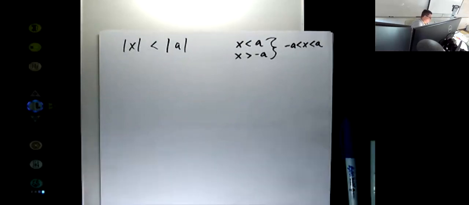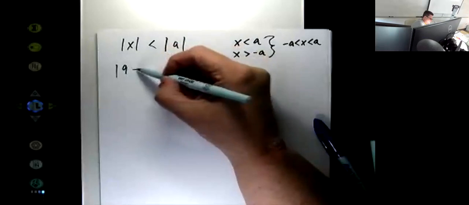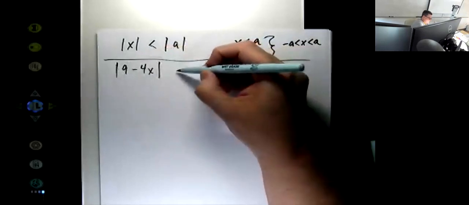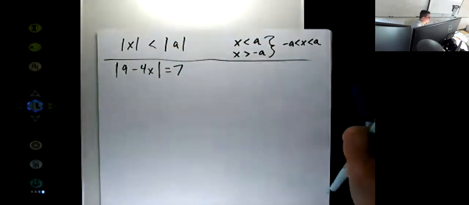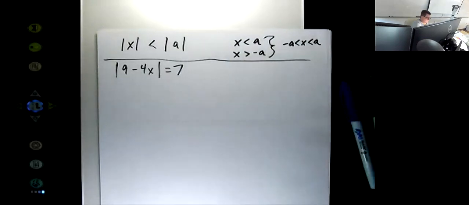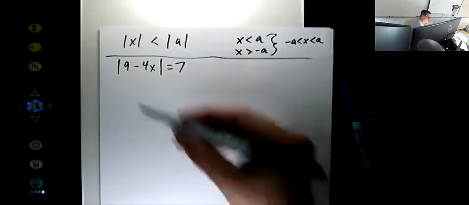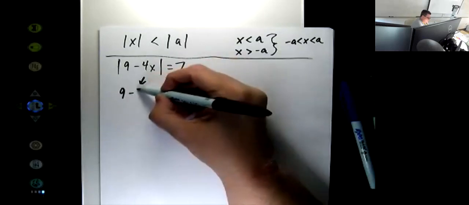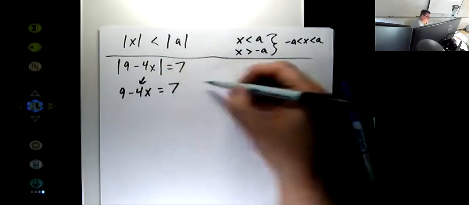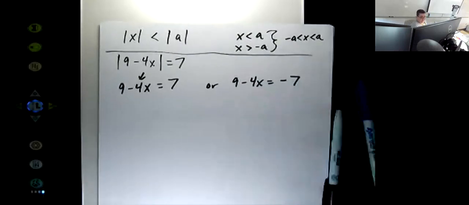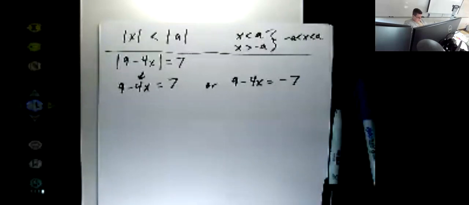Now let's go on to actually doing equations. 9 minus 4x, absolute value, equals 7. You have to solve this two ways. Do we do 9 minus 4x equals 7? Or 9 minus 4x equals negative 7. There's no inequality to flip, but we still flip the sign. Go ahead and solve those real quick.